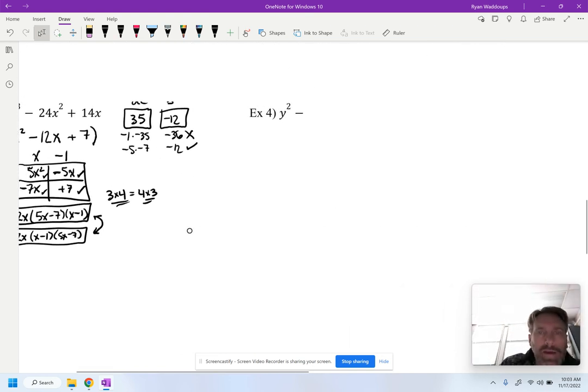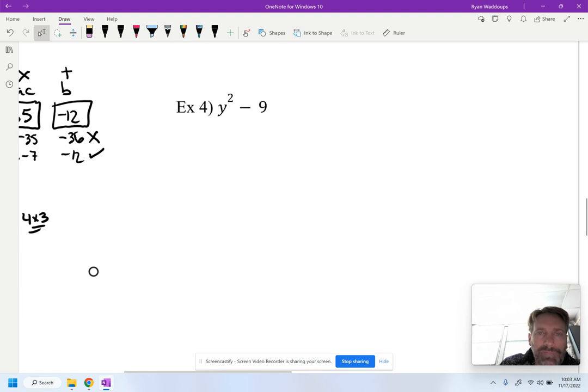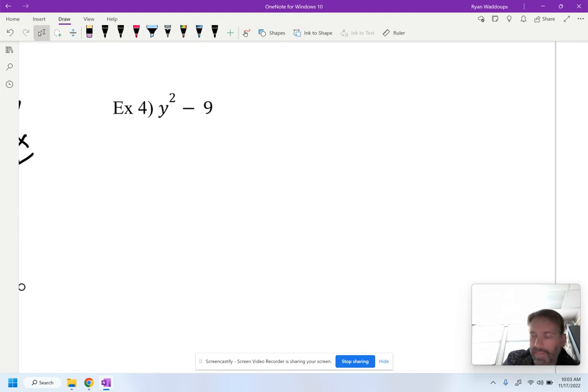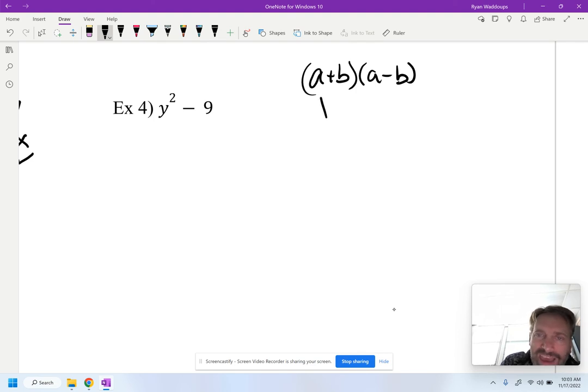All right, example 4. Now, for example 4, if I said to you, hey, what if you took a plus b times a minus b, and let's look at that. This is what you call conjugate pairs. So you've got a and b and a and b, but then you have a plus in between one and a minus in between the other, and those are called conjugate pairs.